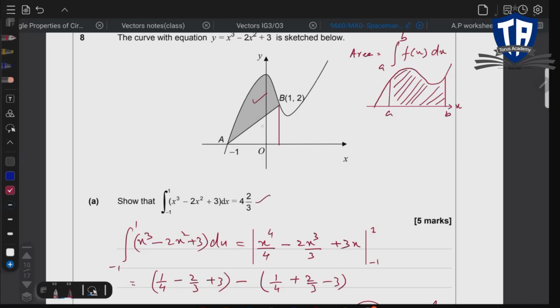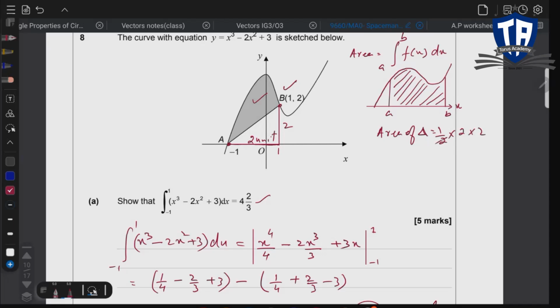Base means you need this length, and this length can be obtained by looking at the point. This is the point B, whose x coordinate is 1 and y coordinate is 2. The length from this point to this point is 2 units. It means the area of the triangle is half base into height. When you cancel it, you will get 2 square units.